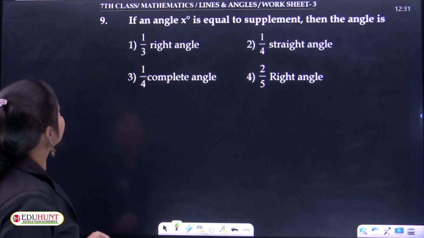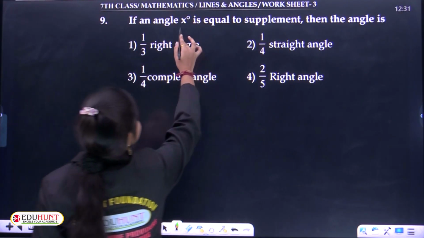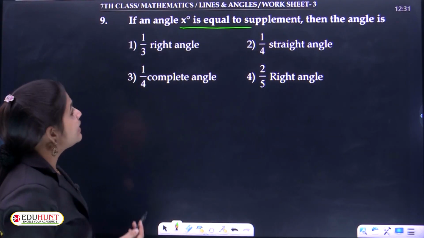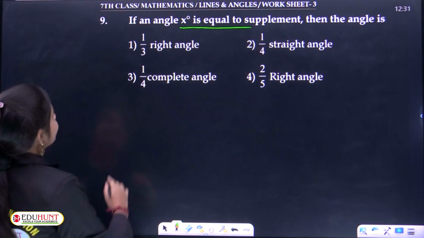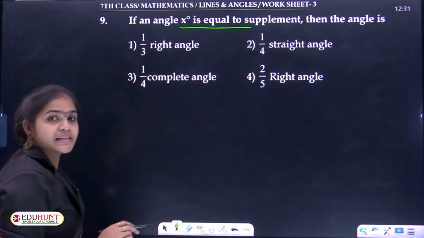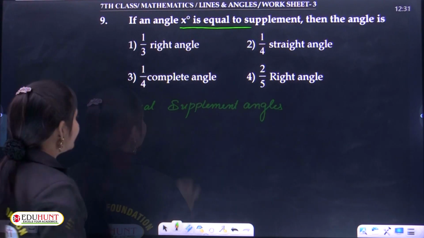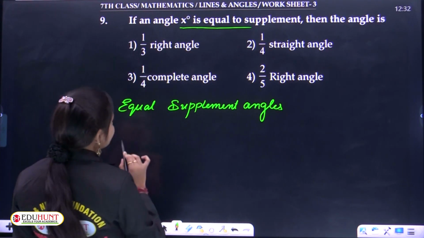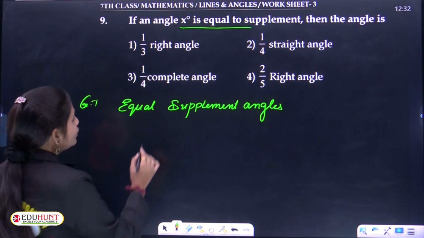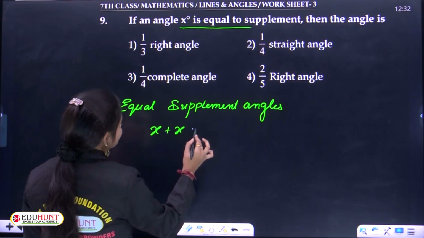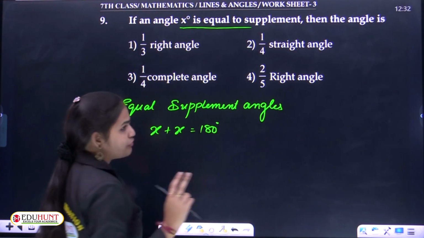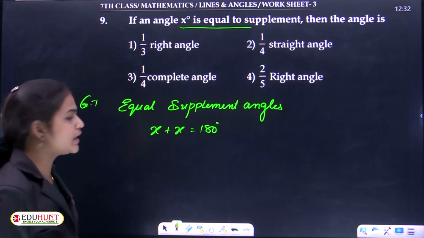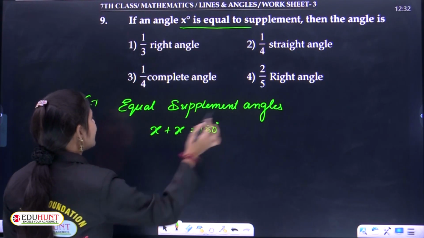Ninth question. If an angle x degrees is equal to its supplement, then the angle is... See here, given the supplementary angles are equal, they are saying. Equal supplementary angles means there are two angles, no? We know that x plus x is equal to 180 degrees. Why? Because the sum of two supplementary angles is 180 degrees. Now those two are equal supplementary angles.